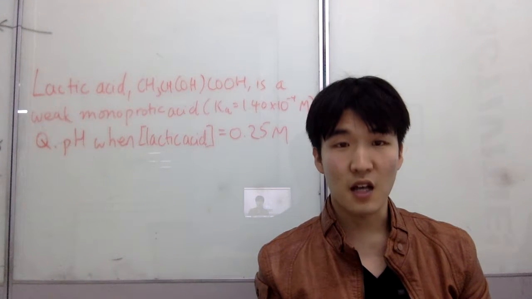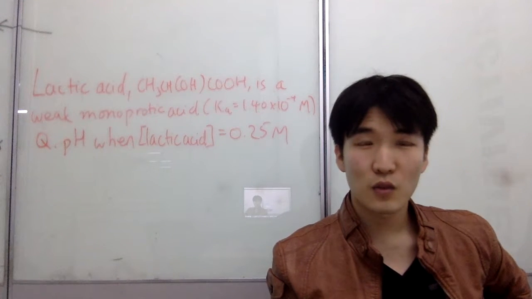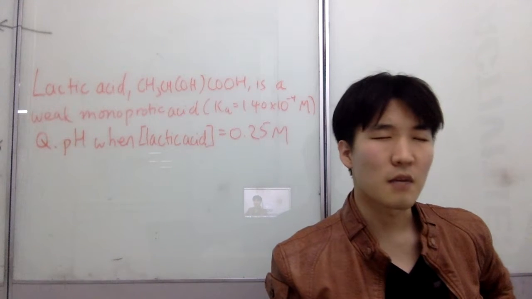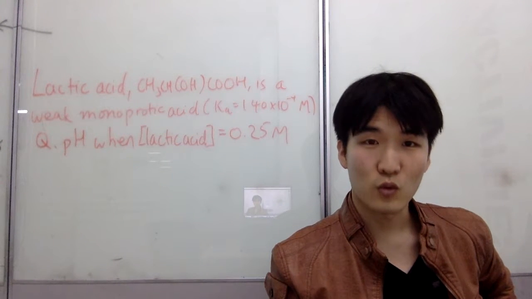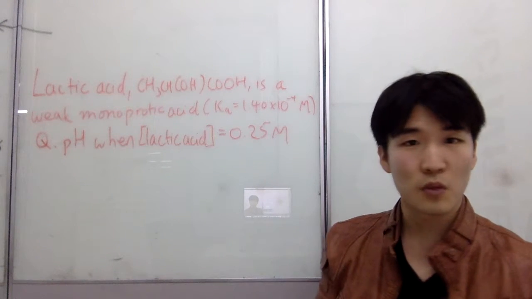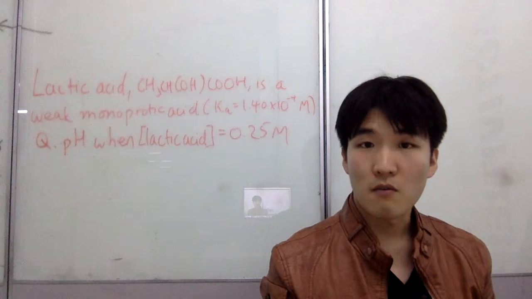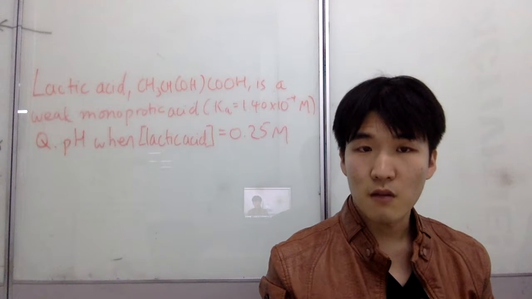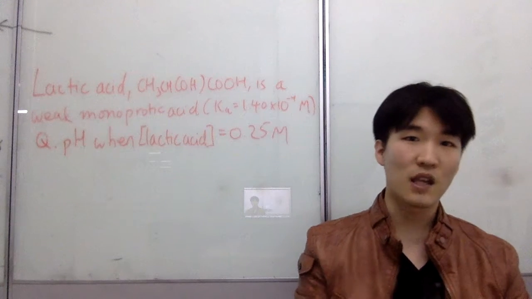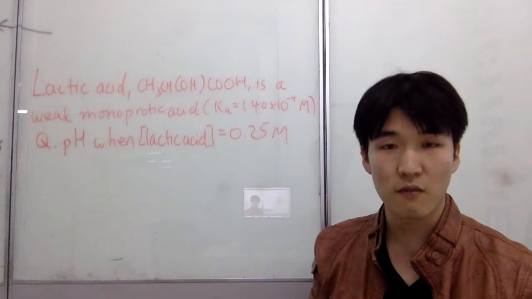I have been teaching IB chemistry for the past 5 years, and today I would like to go through a past paper question from IB past paper 2, which reads: lactic acid is a weak monoprotic acid with a Ka value of 1.4 times 10 to the power of minus 4. Our task is to find the pH when the lactic acid concentration is 0.25.